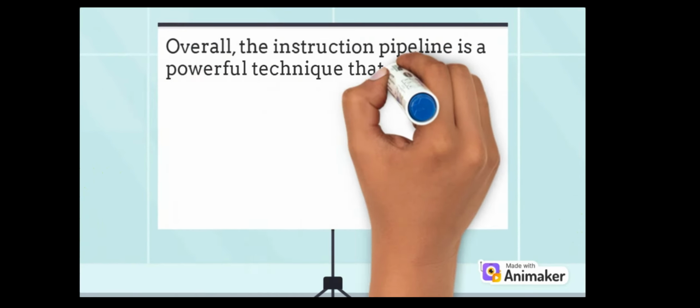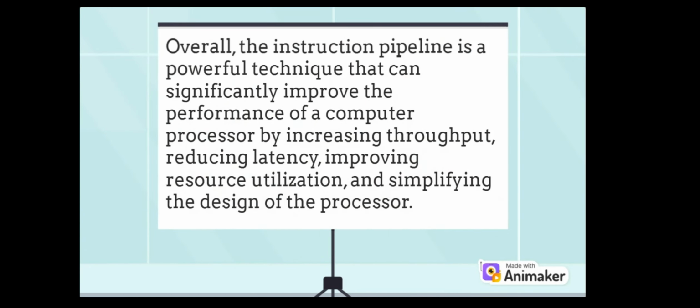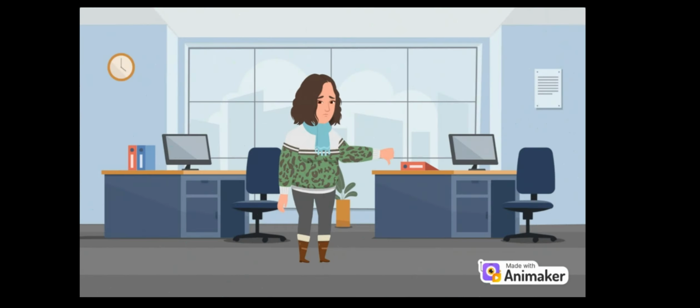Overall, the instruction pipeline is a powerful technique that can significantly improve the performance of a computer processor by increasing throughput, reducing latency, improving resource utilization, and simplifying the design of the processor. Here are a few disadvantages.